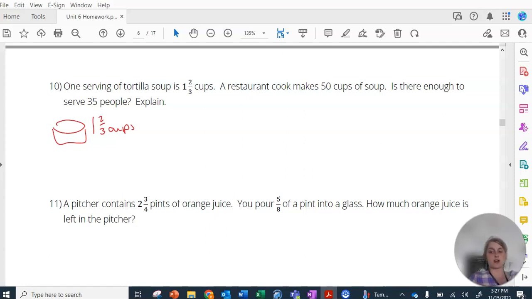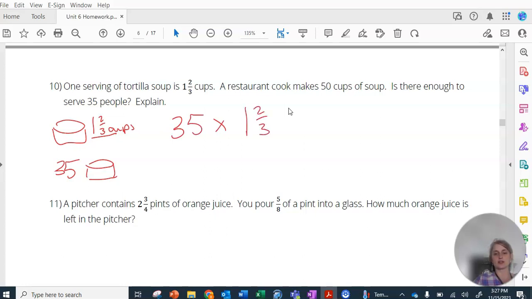So first of all, your answer is not going to be a number. It's going to either be yes, we have enough soup, or no, we don't. So let's figure it out. If 1 bowl is this much, how much is 35 bowls? You're going to have to multiply 35 times 1 2/3. They need to be fractions if we're going to multiply them. So 35 over 1 times, figure out what that one is. You're going to get a mixed number. Well, you're going to get an improper fraction, and then you need to change it to a mixed number so that you can figure out, is this bigger or smaller than 50?